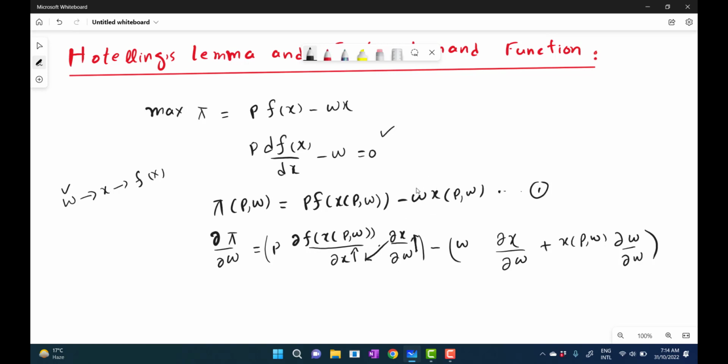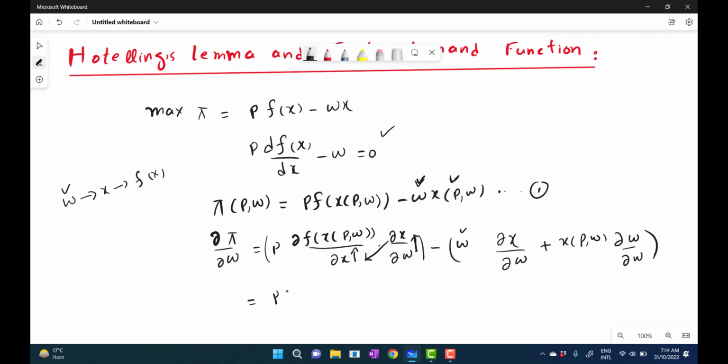Minus, and this is the first function, and this is the second function. So if this is the first function and this is the second function, we have to apply the product rule to take the derivative of this component with respect to W. Look at it, W as it is, and we took the derivative of x with respect to W, plus x as it is, and the derivative of W with respect to W.